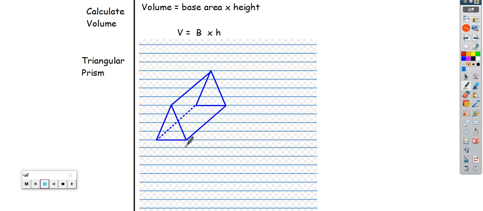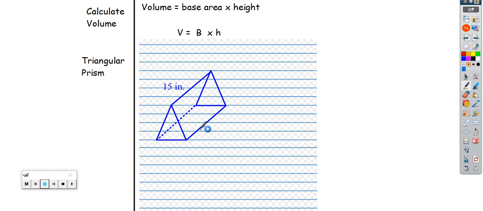And then again, connect the bottom right. So that's my triangular prism. Now remember the bases, because we want to find the area of the base. The bases are always congruent and parallel. So the base on a triangular prism always has to be the triangle because those are the only two sides that are congruent and parallel. All right, because the height comes between the bases.